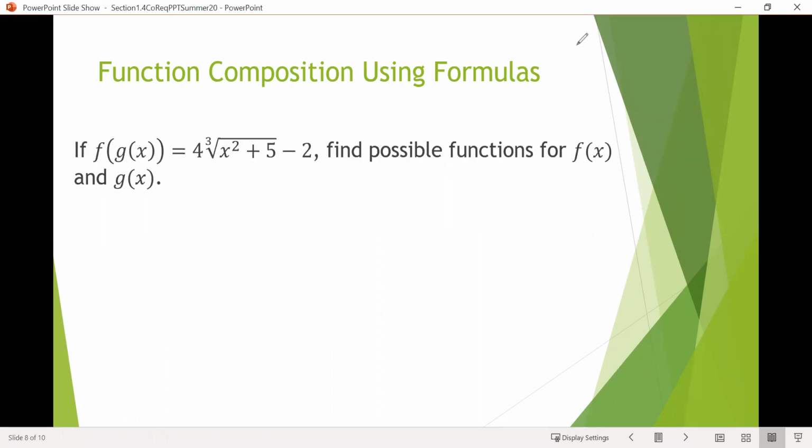Let's do a little bit more with function composition using formulas. So in this problem, we're actually given what a composition is equal to. So we're told, in this case, that f of g of x, so 2 functions were composed, gave us 4 times the cubed root of x squared plus 5 minus 2. And what they want us to do is figure out what the possible functions could be for f of x and g of x.